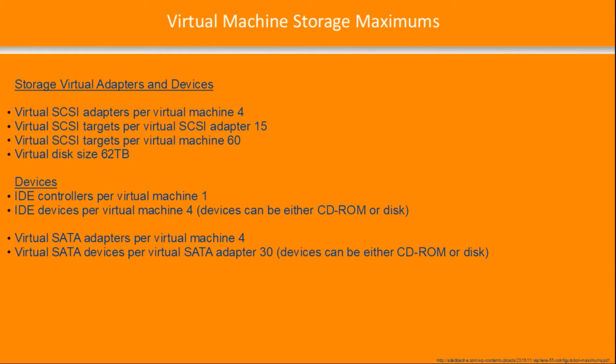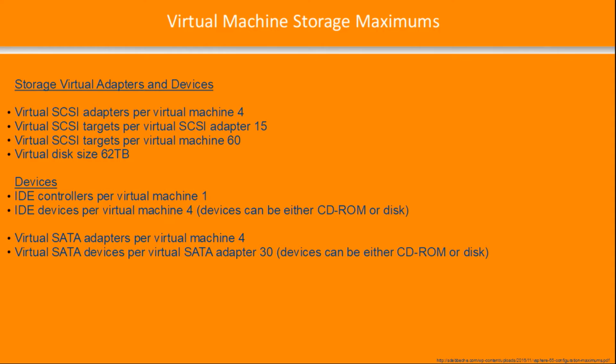We can now support up to 4 virtual SCSI adapters per virtual machine, 15 virtual SCSI targets per virtual SCSI adapter, resulting in a total of 60 virtual SCSI targets per virtual machine. The virtual disk size stays at 62 terabytes.